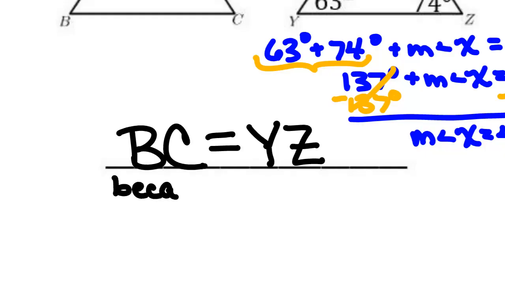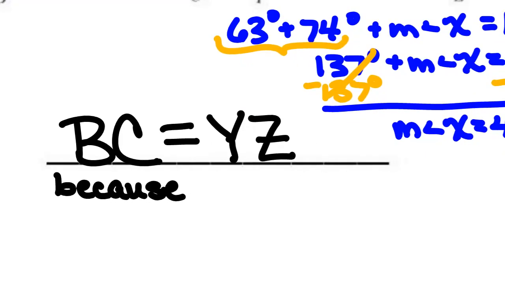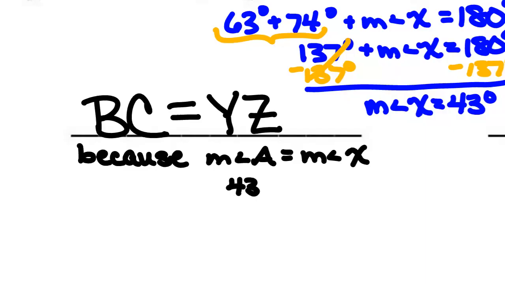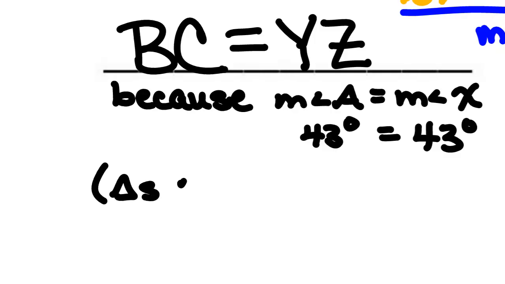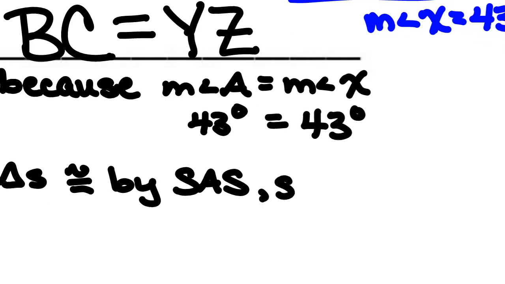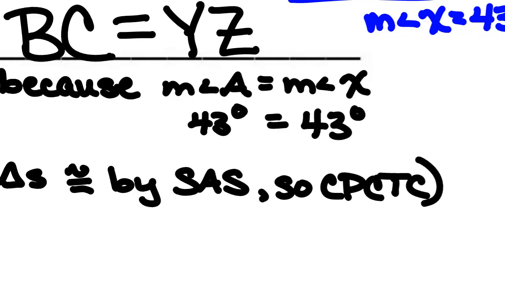Because the measure of angle A is equal to the measure of angle X. They're both 43 degrees. So technically these triangles are congruent by side angle side. So we could even use CPCTC here to show why those third sides would be congruent.